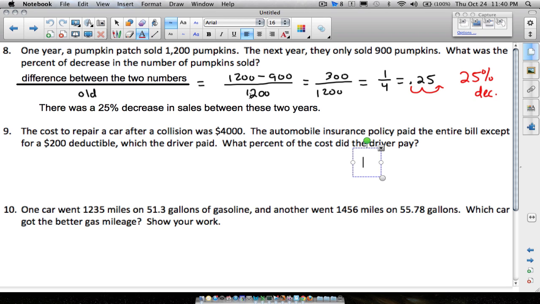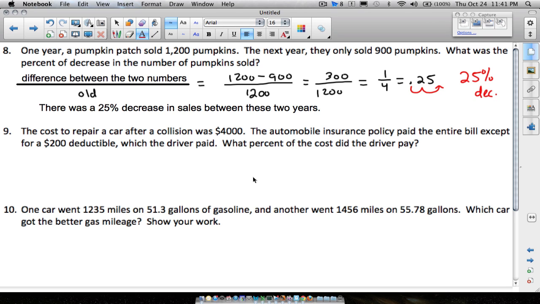That does change everything. So number 9. The cost to repair a car after a collision was $4,000. The automobile insurance company paid the entire bill except for a $200 deductible, which the driver paid. You get in a wreck, you've got car insurance, you have to pay a deductible.